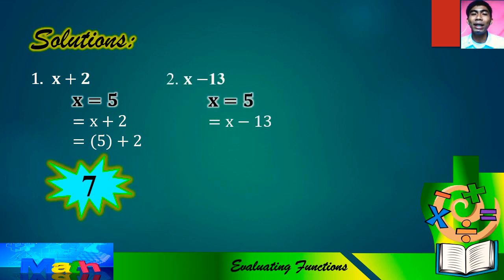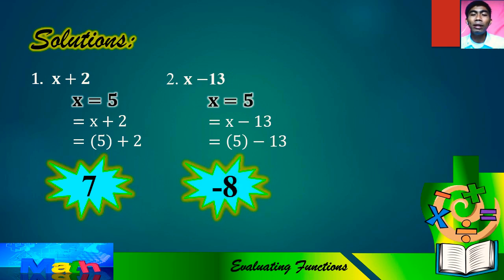Moving on to our second expression, x minus 13. Let's evaluate the given expression at x equals 5. Again, to evaluate expression, let's substitute the value of x, which is 5, to the given expression. We have 5 minus 13, and the answer is negative 8.